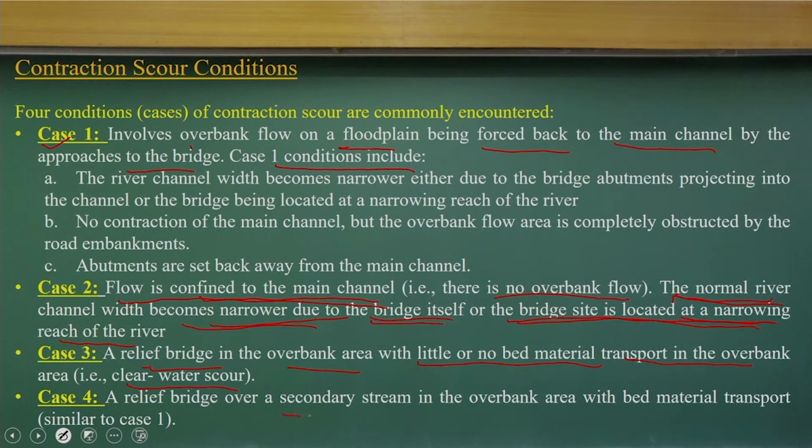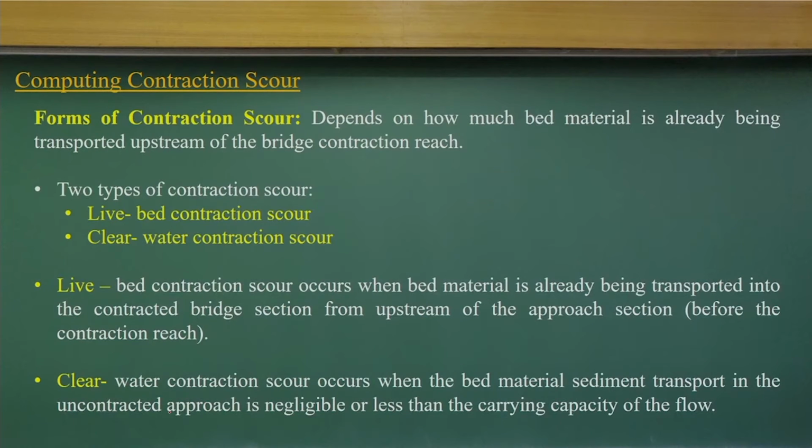Case 4 is a relief bridge over secondary streams. As you know, a river cannot have only one main channel, it can have multiple channels. There could be secondary streams on the overbank area with bed material transport, similar to case 1. So you can have different cases of estimating the scour hole depth, because these are different conditions: case 1, case 2, case 3, case 4. That's the bridge design conditions we consider.